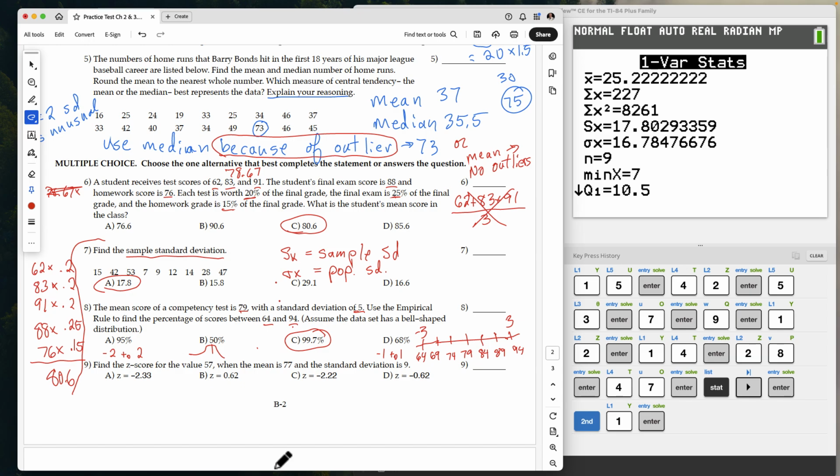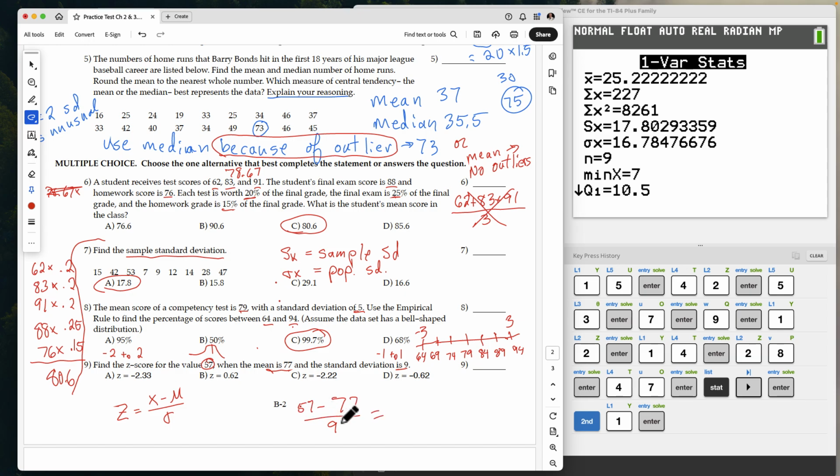Okay. And finally, let's do this last one since we're on this last page. Find the z-score for the value 57 when the mean is 77 and the standard deviation is 9. So for this one, you want to remember that the z-score formula is x minus the mean over the standard deviation. So we've got the mean of 77, standard deviation of 9, and a data value of 57.